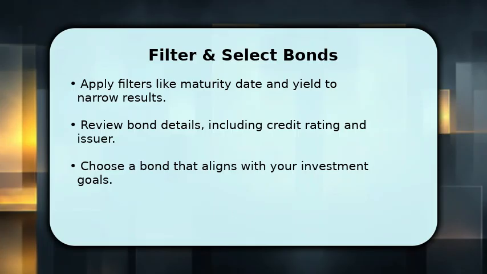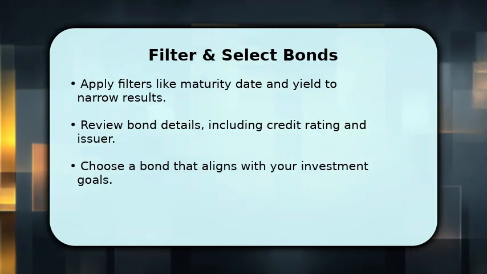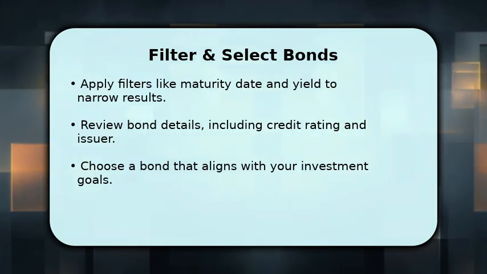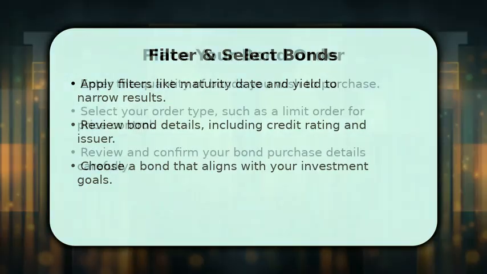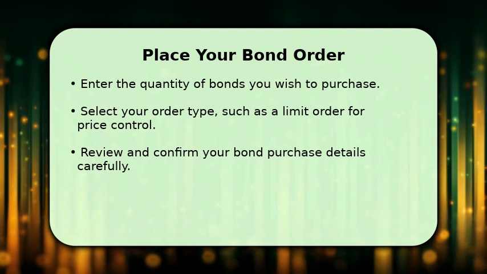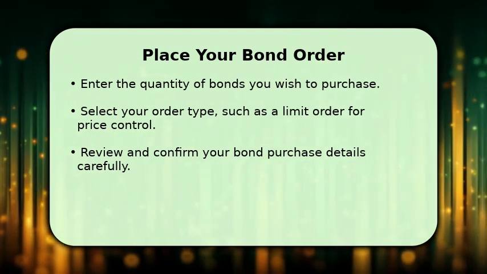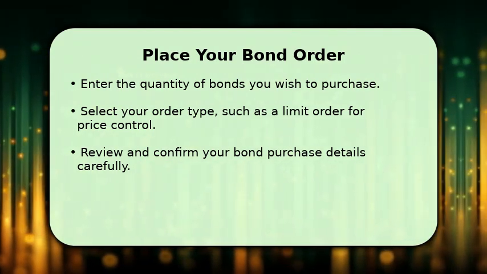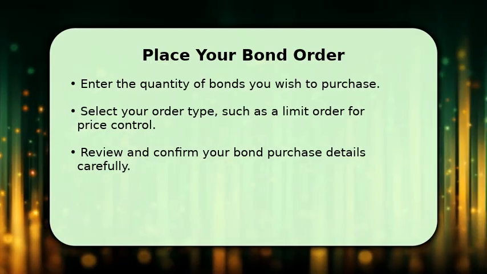Once you've found a bond that aligns with your investment objectives, click on it to proceed to the order entry screen. On the order entry screen, specify the quantity of bonds you wish to purchase. You'll also need to select your order type. A limit order is often recommended to control your price.